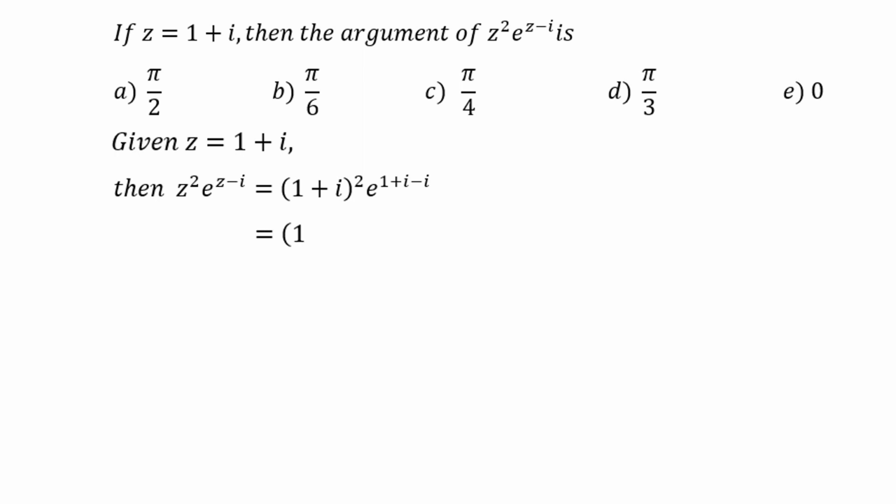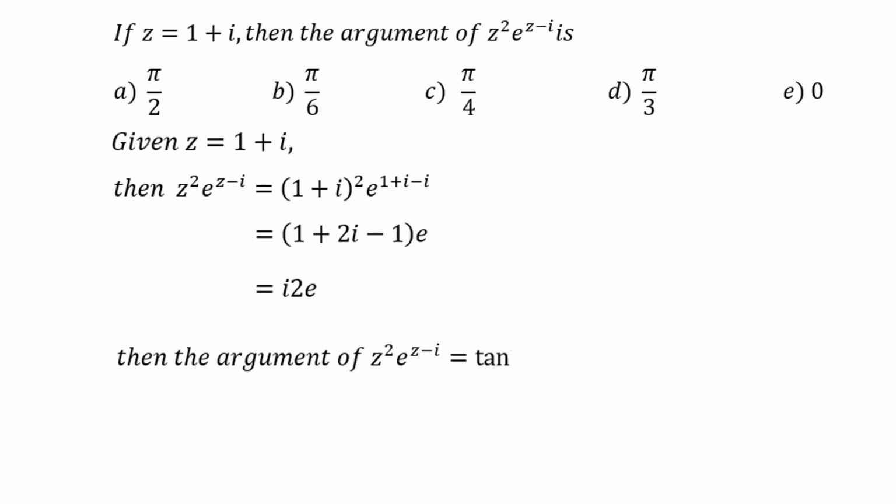By expanding (1 + i)^2, we get 1 + 2i + i^2. i^2 means −1. That is 1 + 2i − 1, into e^1, that is i into 2e. Then the argument of z^2 e^(z − i) equals tan inverse of 2e divided by 0. That is tan inverse infinity, which equals pi/2. The correct choice is choice A.